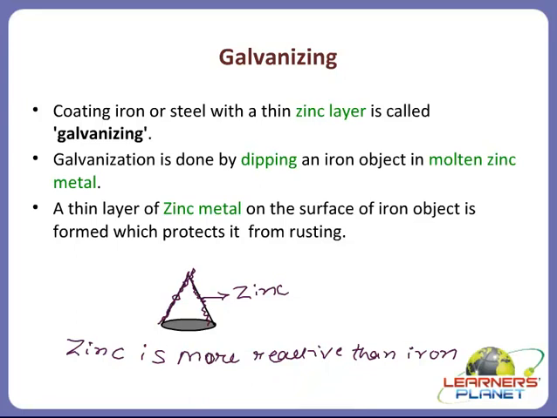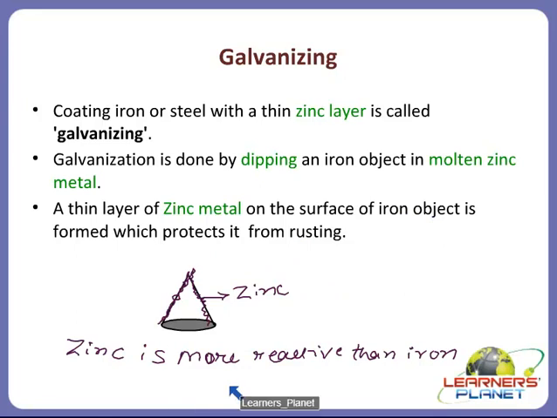Now how is this galvanization done? Galvanization is done by dipping an iron object in molten zinc metal. So molten zinc metal is taken, and the iron object is dipped in the zinc. As a result, a thin layer of zinc metal is formed on the surface of the iron object. This protects it from rusting.